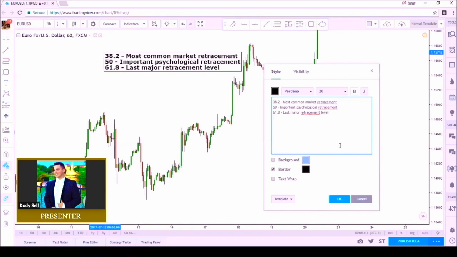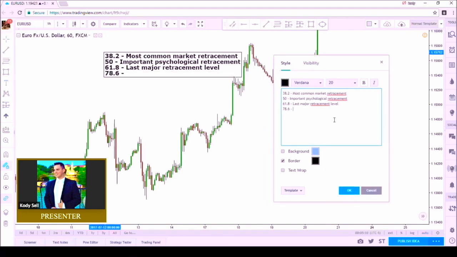Now, the last level that you're going to want to know is the 78.6. This is considered the last level where a trend is still valid. So again, let's say you're in an uptrend and prices retraced all the way back down. The 78.6 retracement point is the last Fibonacci level that price can bounce off of while still remaining in its original trend. So if price were to break through the 78.6 retracement level, theoretically we would say that the market has completely reversed at that point.